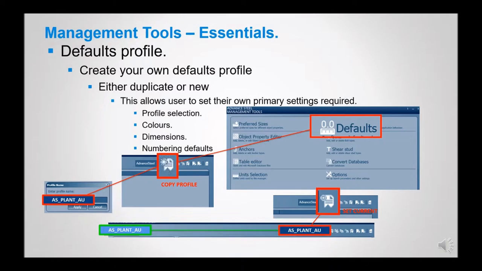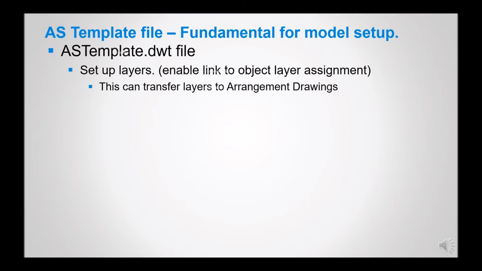Another element to do with Advanced Steel, which is quite important, is the Advanced Steel template file. Advanced Steel was predominantly built over AutoCAD, and for this reason, it uses a DWT file. Those of you familiar with AutoCAD will know what a DWT file is and will understand the principle of using these template type files to enable you to store common settings and initial setup for you to start a drawing. And in this case, we're using it to set it up as a model template.